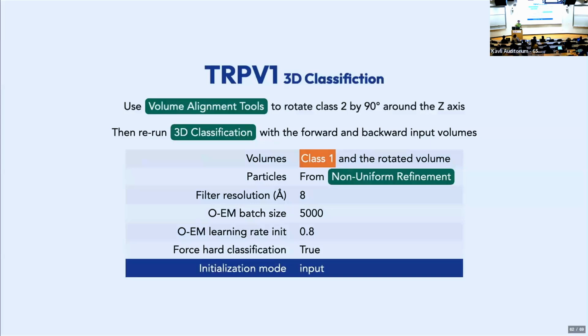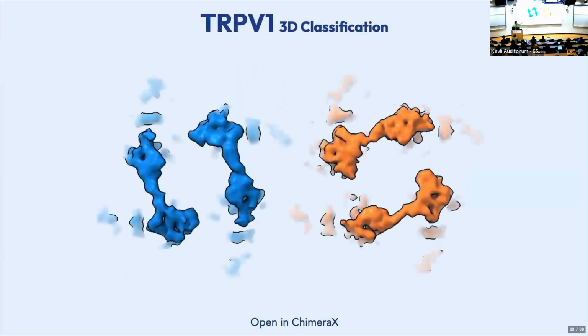And here's when I rotated 90 degrees to get the other orientation. And here's the result, okay? So now that we gave it the two maps to pick between, it's either in the forward orientation or in the backward orientation, it was able to pull them apart with the focus mask and with all those tools we've applied. So the last thing to do is do this alignment and then local refinement.